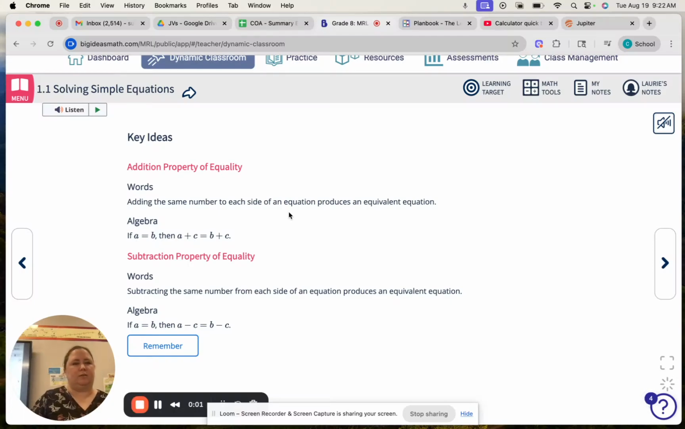All right, so this is lesson 1.1, solving simple equations, and you should have already done the warm-up. And then this is the key idea that you need to have written in your journal. Let me explain this key idea while you guys are writing.